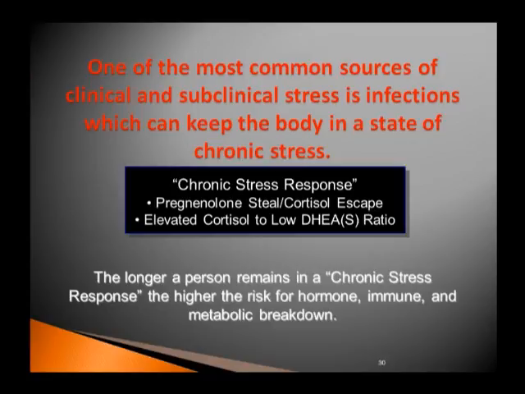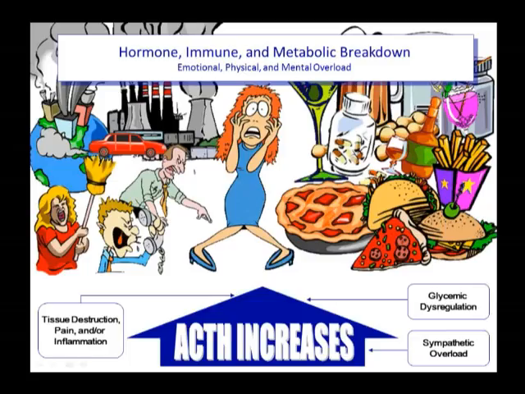But Giardia or Cryptosporidium or some of these amoebic parasites can cause stress within the GI tract and then stress within the body, and that is a contributing factor. So chronic infections can be a problem. And then obviously the longer this chronic stress response is going on, the more risk we are with respect to hormone, immune, and metabolic issues.